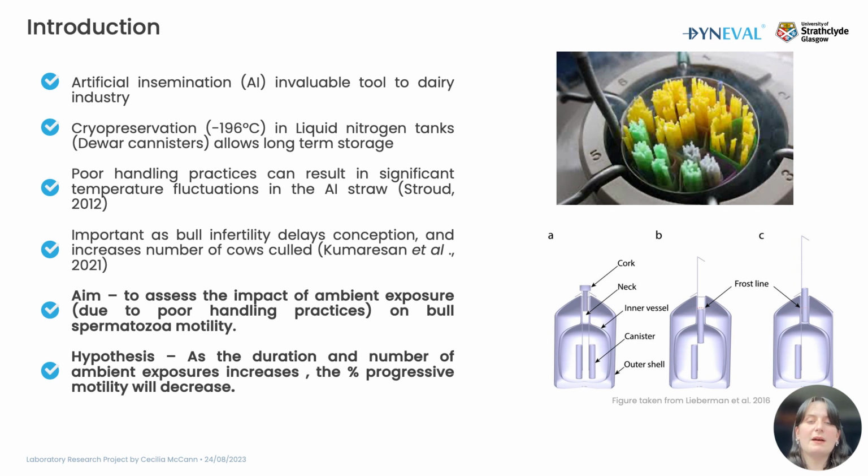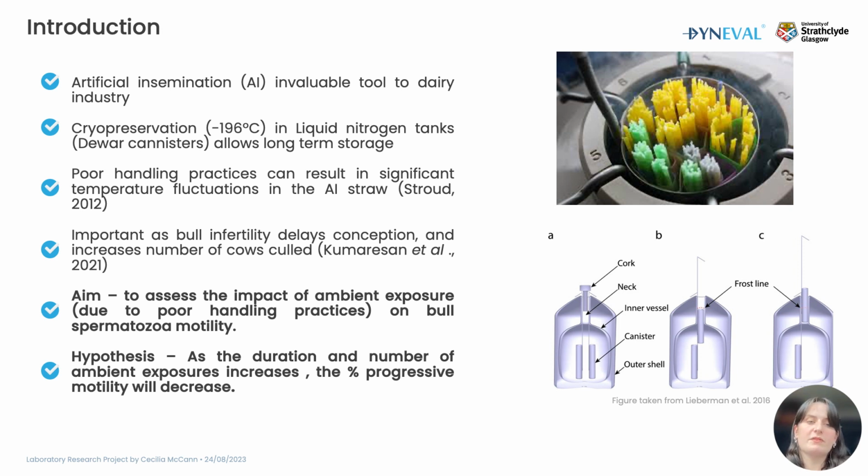canister, or perhaps even, in some really poor handling practices, somewhat outside of the canister, select the correct straw for insemination, and then return the goblet back into the canister. This results in the remaining straws experiencing multiple thermal fluctuations over a long time course before they're eventually thawed for use.